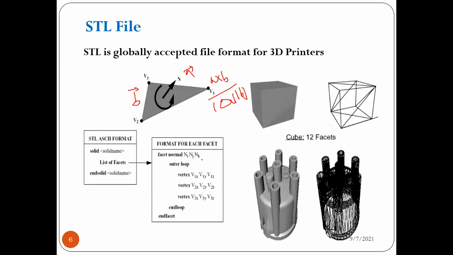The total STL file starts with the solid name and ends with end solid. In between solid and end solid, each triangle's information is represented. One triangle consists of the facet normal as well as three vertices. These three vertices are placed between the outer loop and end loop. This is the structure of the STL file.